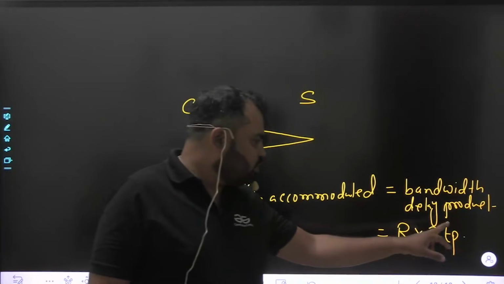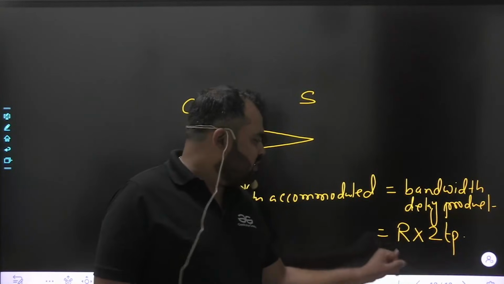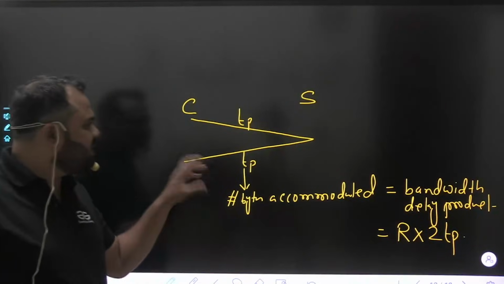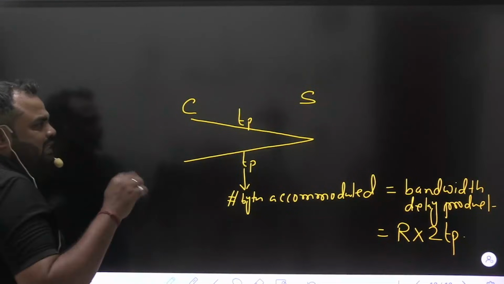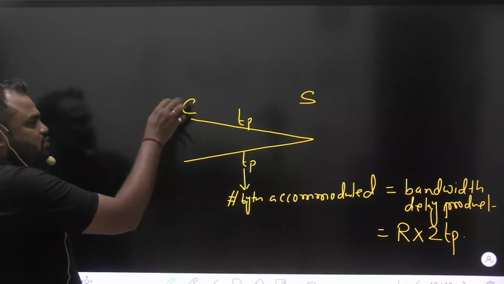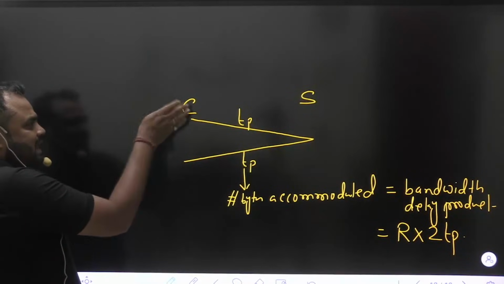So if you have knowledge about the propagation delay and you have knowledge about the bandwidth, so you can easily identify how many bytes can be accommodated inside the channel, and accordingly you can think of it that the client is going to decide how many bytes the client has to send.